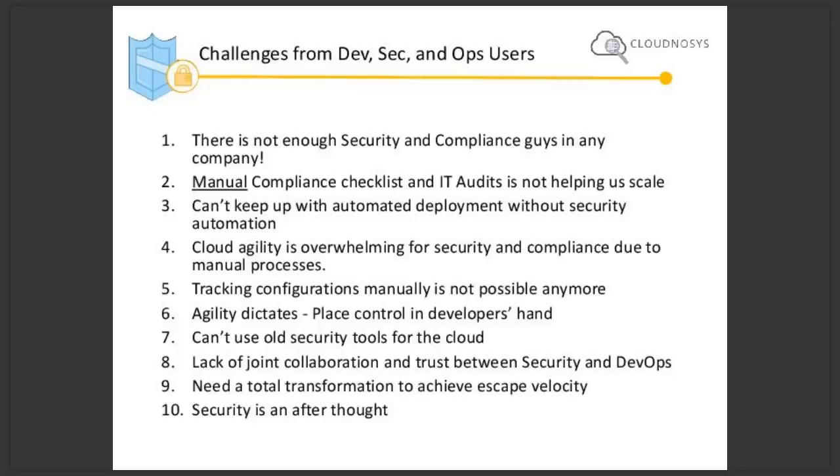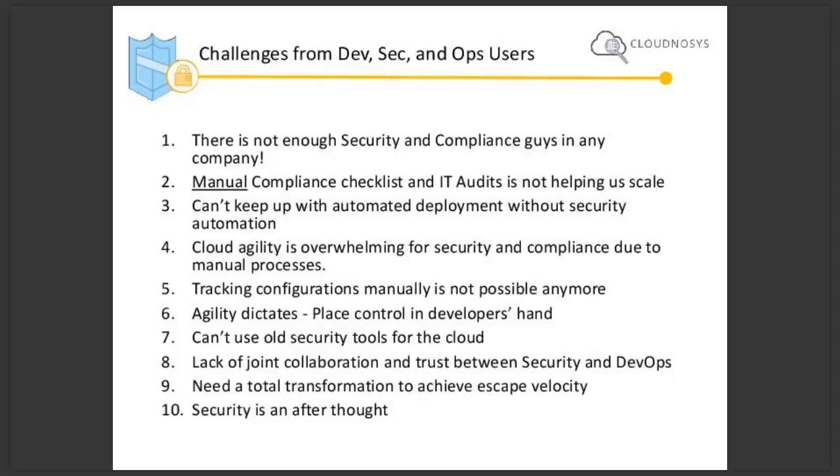Number 8, lack of joint collaboration and trust between security and DevOps. This is actually a big one and this is where I started out. For those of you that are joining late, this is where I started out in my slide number 1, that you've got to have a collaborative process. DevOps is not just one person, one developer, or one department, or a bunch of guys doing some administration work on the back end. It's everybody in the value chain. Everything from planning to actually going to production and monitoring. It's everyone in that flow.